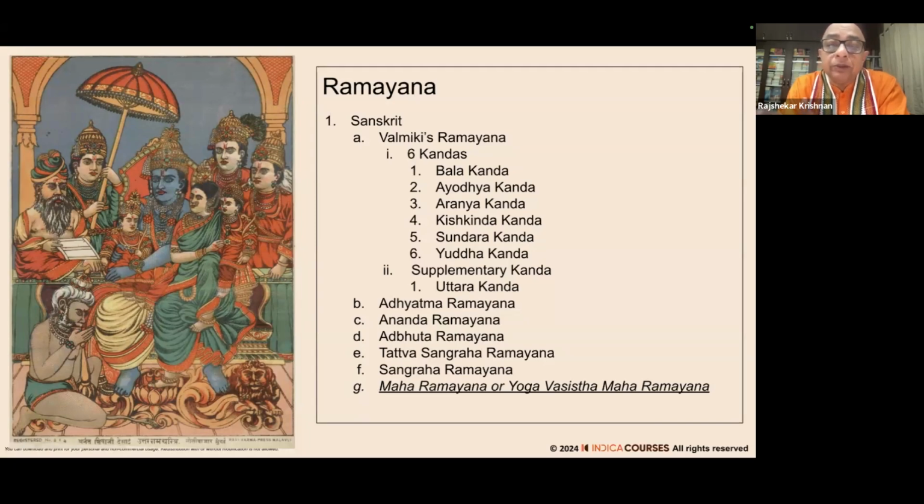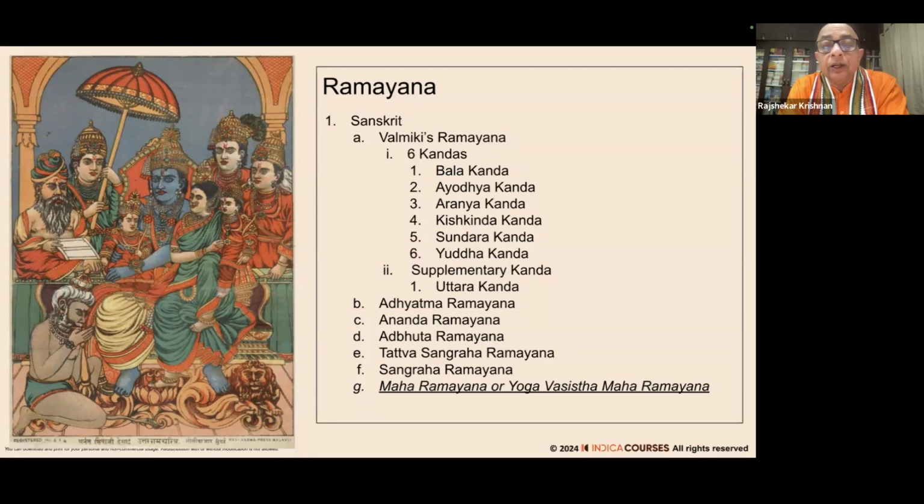The supplementary kanda is always subject to a certain amount of scholarly discretion, because that is where some of the controversial aspects of Rama's character, which are always a question of why he did this or why he didn't do something else. But nevertheless, traditionally 7 kandas are taken to be a part of Valmiki's Ramayana. Then you have the Adhyatma Ramayana, which is from the Brahmanda Purana. It's the spiritual version of the story.